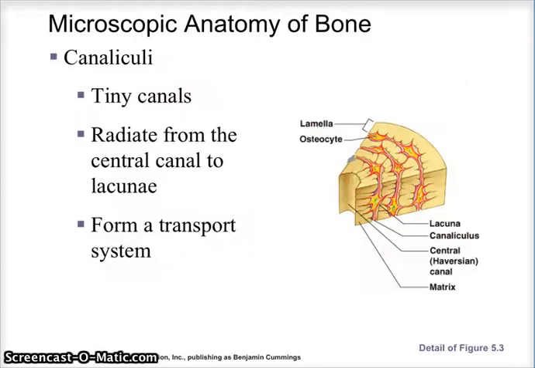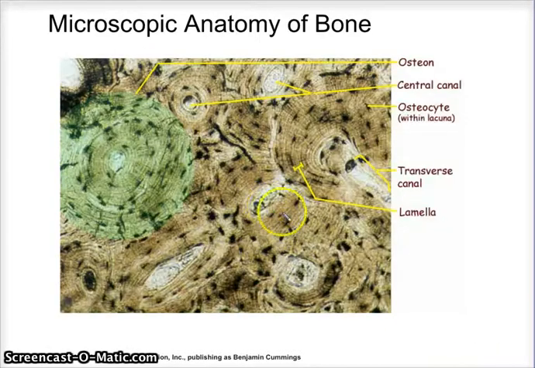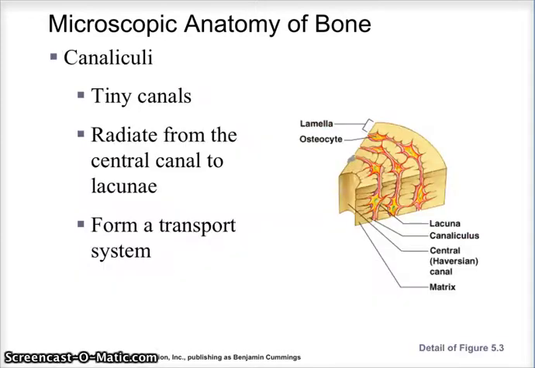Okay, now in addition, the canaliculi. Now the canaliculi are what look like these little cracks. See how it seems like I have these little cracks crossing the lamellae? Okay, those are the canaliculi. And these radiate from the central canal to each lacuna so that each osteocyte gets all the nutrition that it needs.